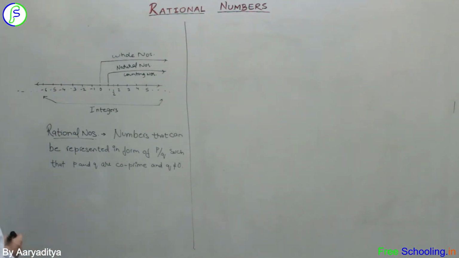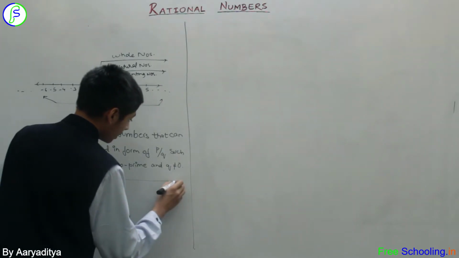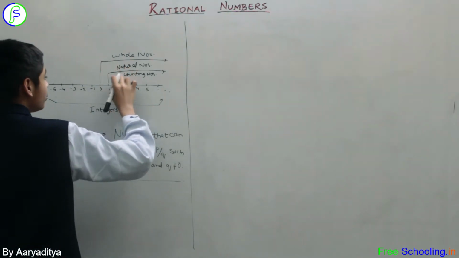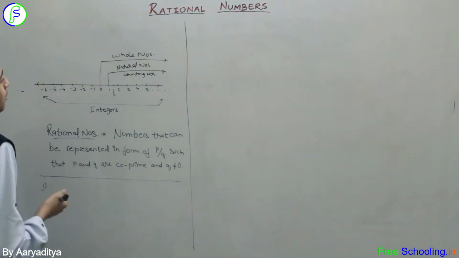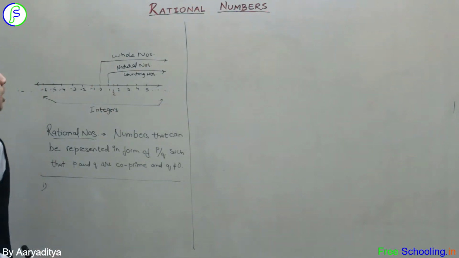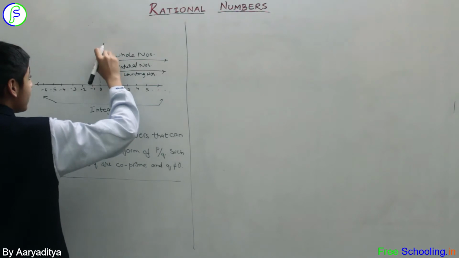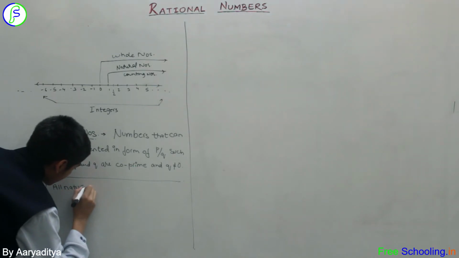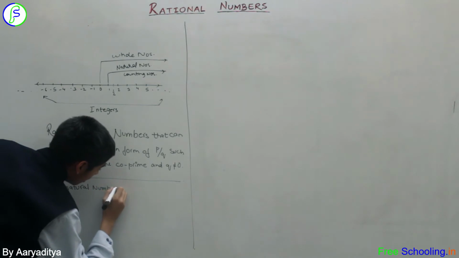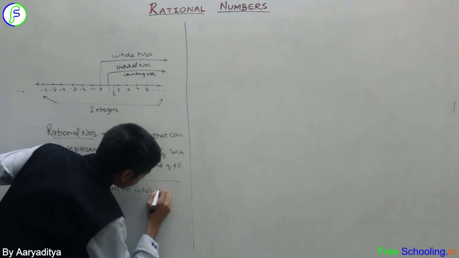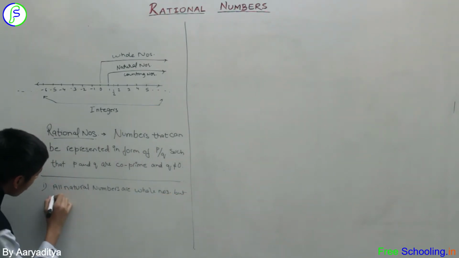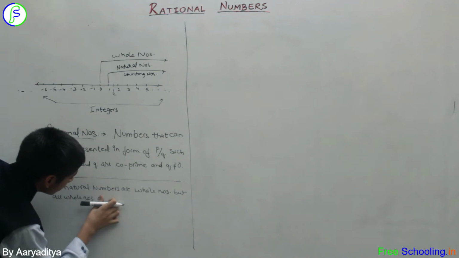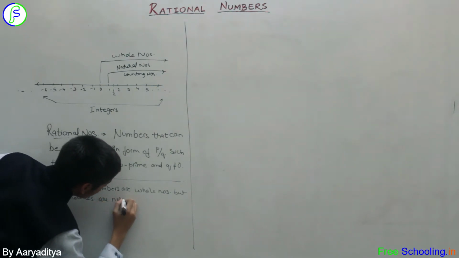And now one thing that I would like to tell you. Well, you have done this one in 7th too, but first you must know that all natural numbers are included in whole numbers. So what we will be saying? We will be saying all natural numbers are whole numbers. But all whole numbers are not natural numbers, because whole numbers include 0 but natural numbers don't. So we will be writing all natural numbers are whole numbers, but all whole numbers are not natural numbers.